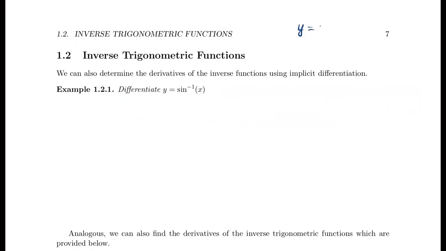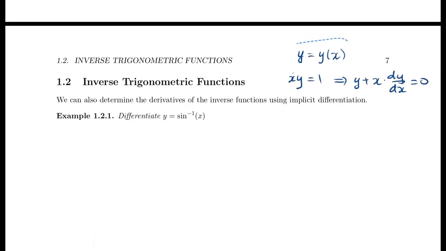So whenever we have y and x on the same line, then we're probably going to have to use the product rule and maybe have a derivative on the front. For example, if we differentiate x times y equal to 1 using the product rule, we would have y plus x times dy over dx, which is equal to 0. And then you solve for dy over dx.